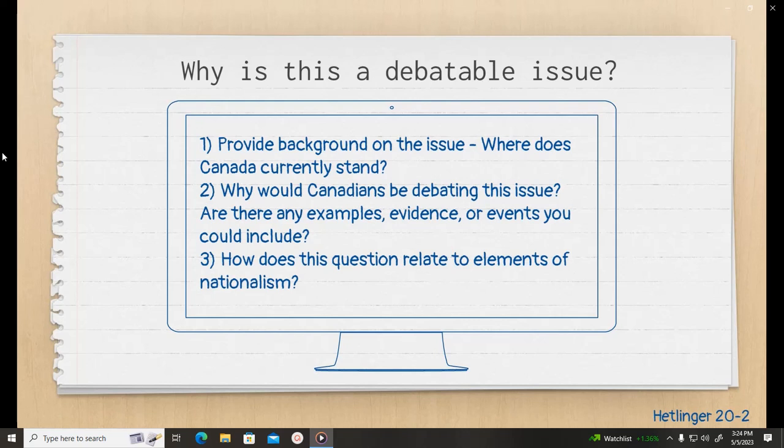What is the perspective of the Canadian government today on this issue? Why would Canadians even be debating this issue? Are there any examples, evidence, or events you can include? So for example, maybe perhaps there's a war right now that Canada has soldiers fighting in. And then you're going to talk about how the source relates to the topic of the course, which is nationalism. Where do we fall in relation to this topic?